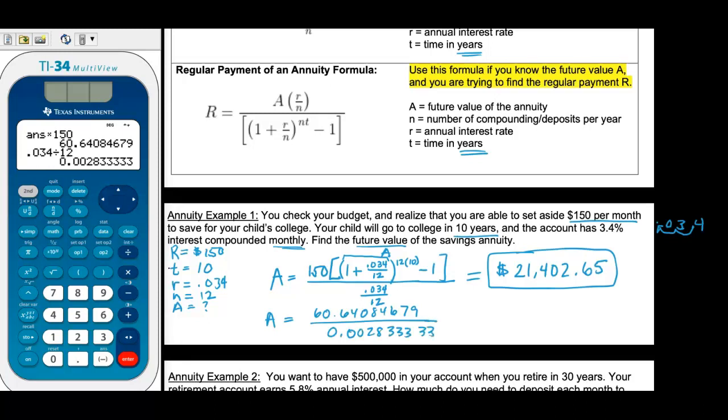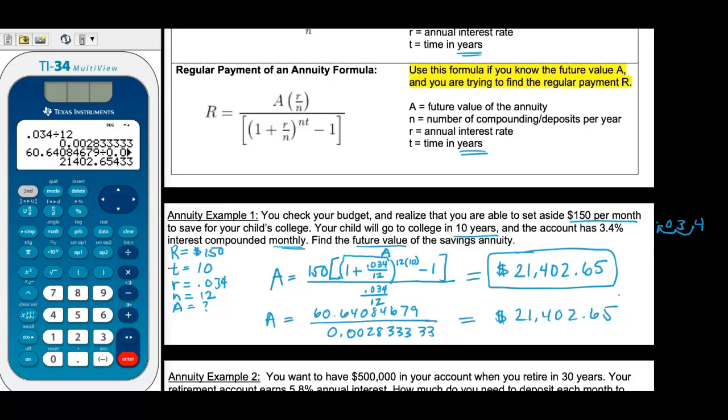0.0028333333. And then I need to divide these two numbers. 60.64084679 divided by 0.002833333. So I should have 5 threes. There we go. Okay, and then I hit enter, and if you look, I've got the same answer as before. 21,402.65. So that just hopefully can show you how you could do this with a different type of calculator.